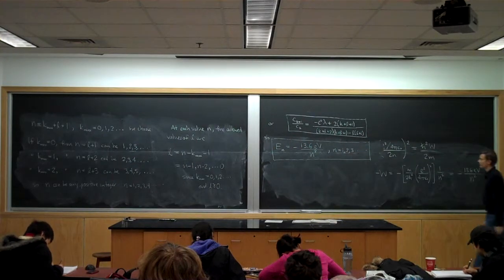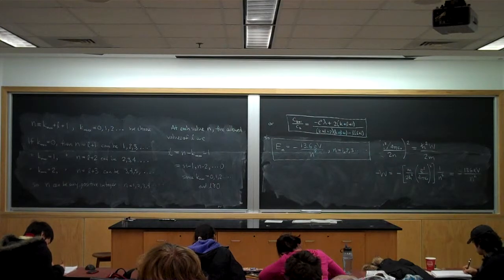So we had established before what values n could take when we just said n was k max plus L plus 1. Careful consideration says n can be 1, 2, 3, and so forth.